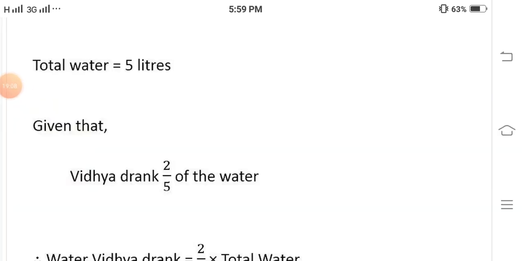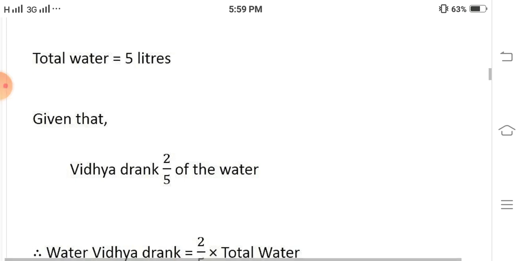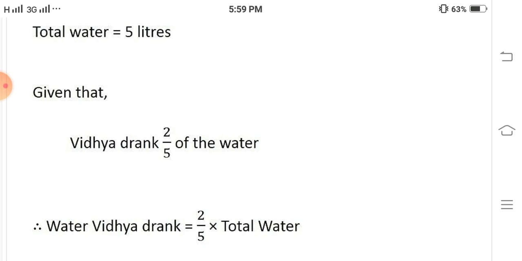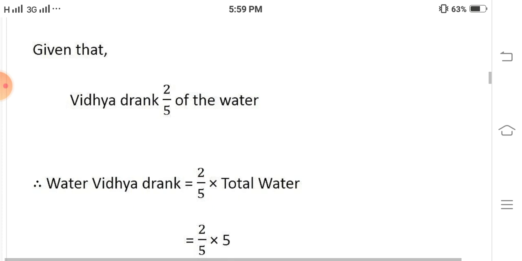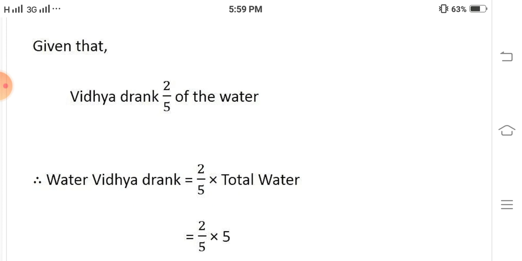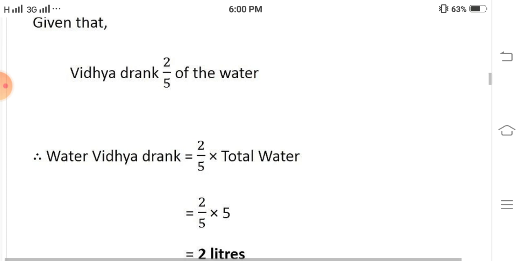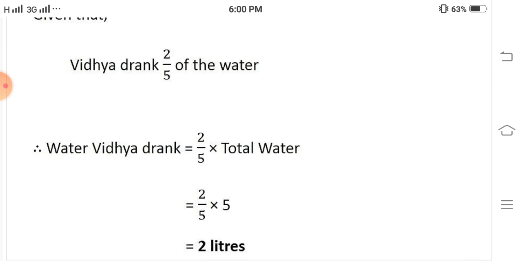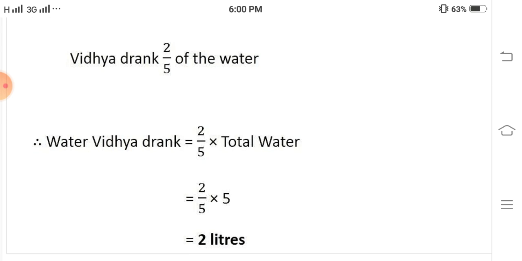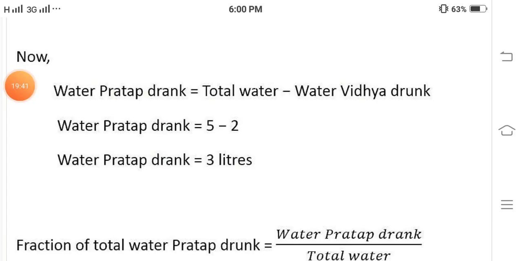Now students, total water we have, it is 5 liters. Now it is given to us that Vidya drank 2 by 5 of the total water. Of means, as I told you, it is multiply. It means to find the quantity, we will multiply the fraction of Vidya with the total water. 2 by 5 multiplied with 5. 5 will get cancelled with 5. So the answer is 2 liters. It means Vidya consumed 2 liters of water.